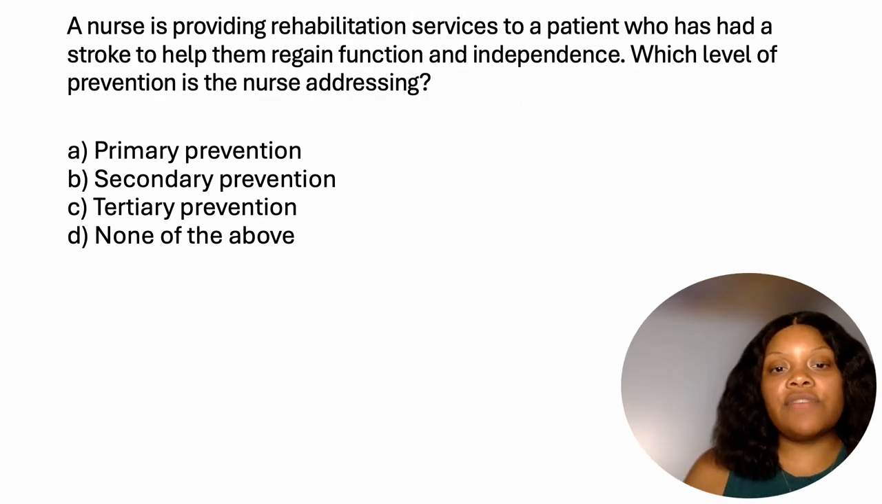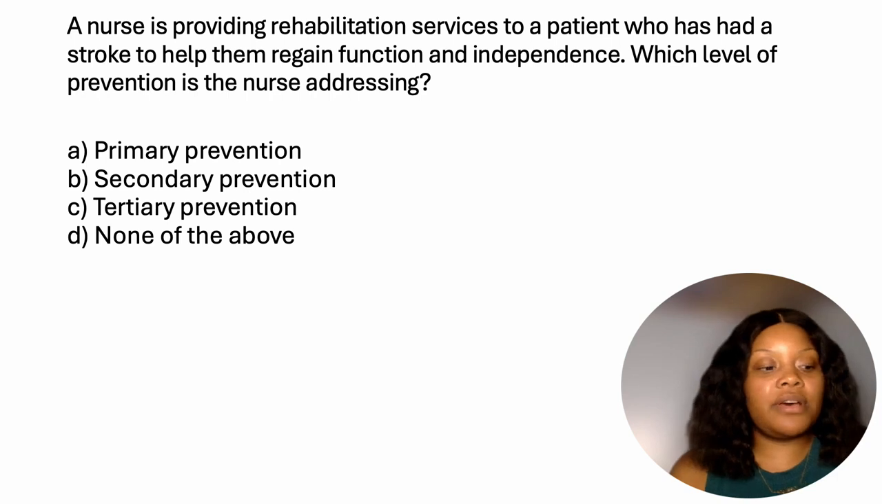A nurse is providing rehabilitation services to a patient who has had a stroke to help them regain function and independence. Which level of prevention is the nurse addressing? Is it A, primary, B, secondary, C, tertiary, or D, none of the above? So I'm going to give you some time to think about it.